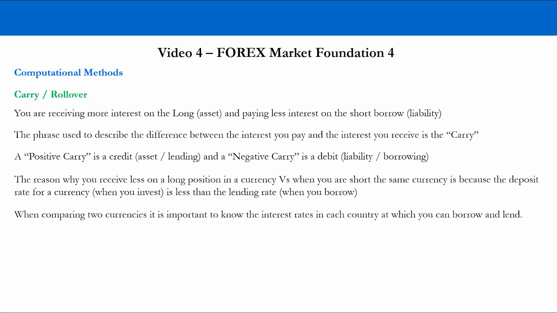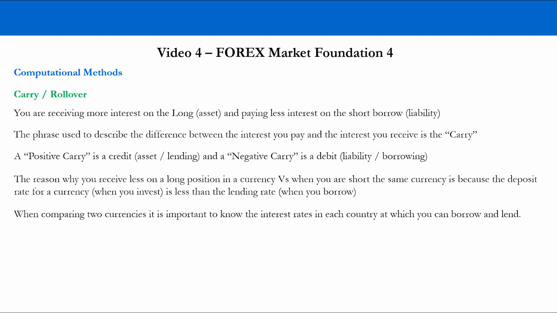So when you're comparing two currencies, it's obviously very important to know what the interest rates in each country are, so you get a good sense of what rates you will be paying, so whether there's going to be a positive or a negative carry. And you can actually check these on the trading platform. They'll be available in different areas of different trading platforms, but they should be available and they should be quoted. So it's probably best if we actually go through an example here.